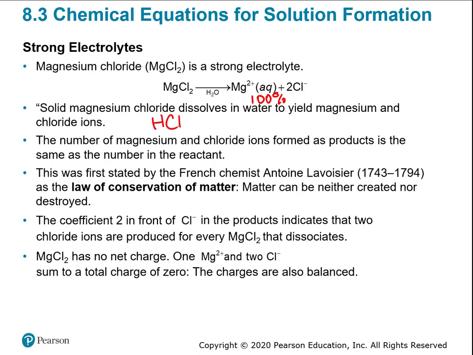HCl, hydrochloric acid, was one that we used in lab yesterday. It was our stomach acid sample. Hydrochloric acid starts off as a liquid. If I hydrate it, one of the things that acids do is they will break into ions and produce hydrogen ions. So HCl is another one that would produce lots of ions, a strong electrolyte. The light bulb would be super bright.